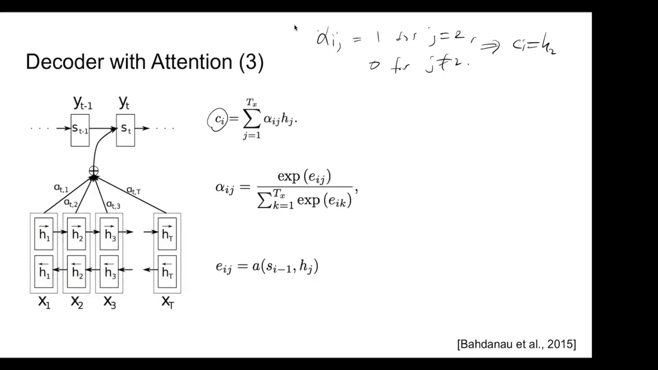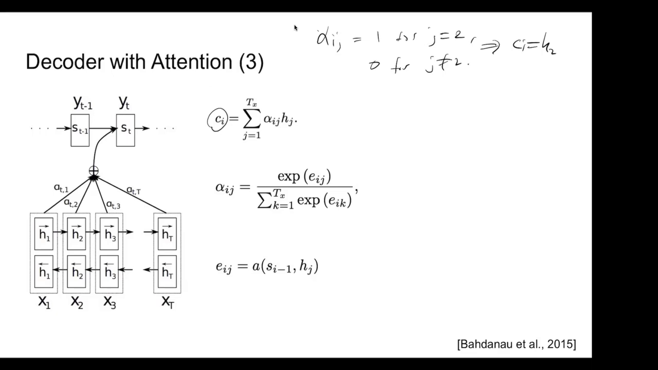And of course, h is a vector. So you're multiplying the scalar value alpha_ij to the vector h_j. Then how do you obtain alpha_ij? It's a very familiar function that we're using here. It's called softmax.